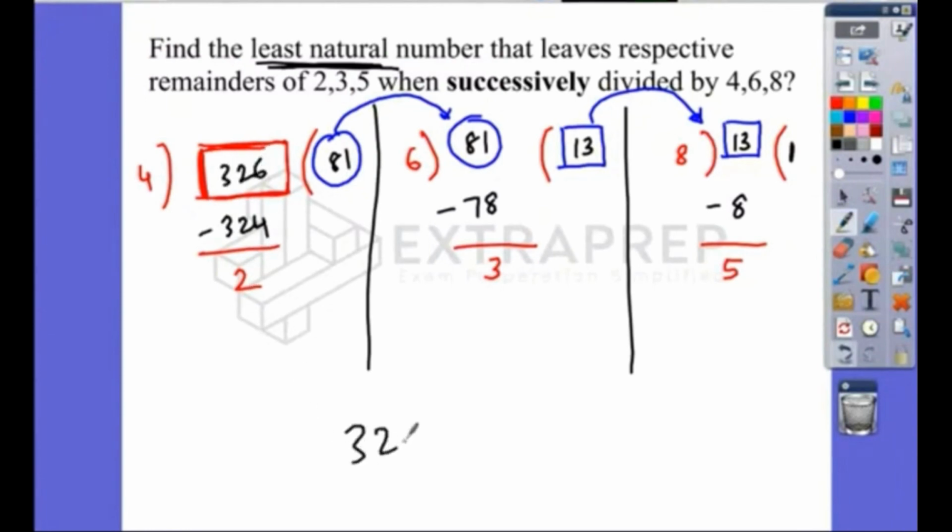326. So 326 is your answer. Is that understood? I'm telling you again. Successively divided by 4, 6, 8, the remainders are 2, 3, 5. We wrote them. We want this value because that's our answer. For this, you need this quotient, which is the dividend here. Since he asked us to find the least natural number, you'll assume the last quotient to be 1 and work your way backwards so that you'll get the answer to the question.